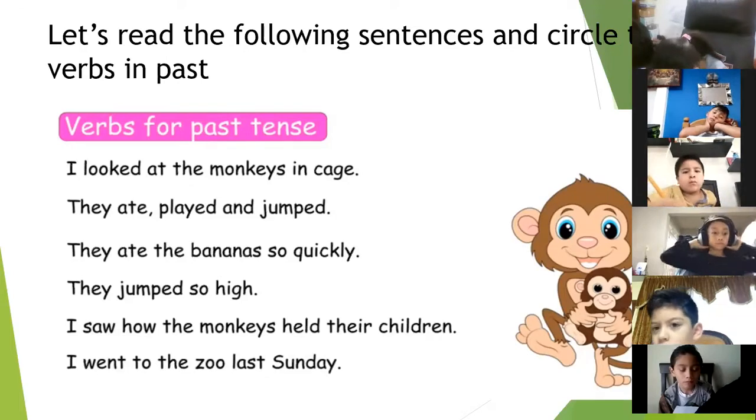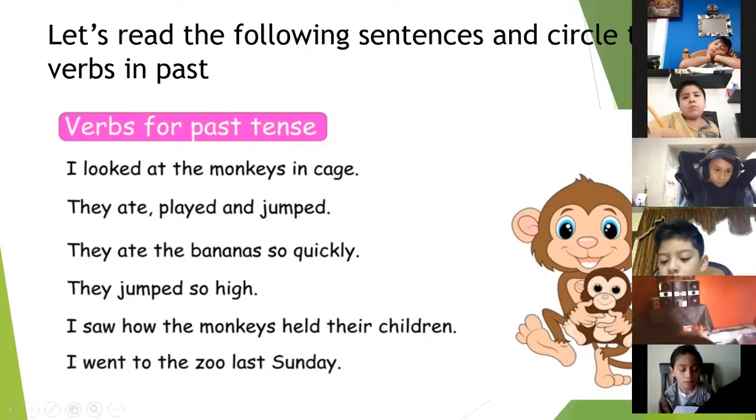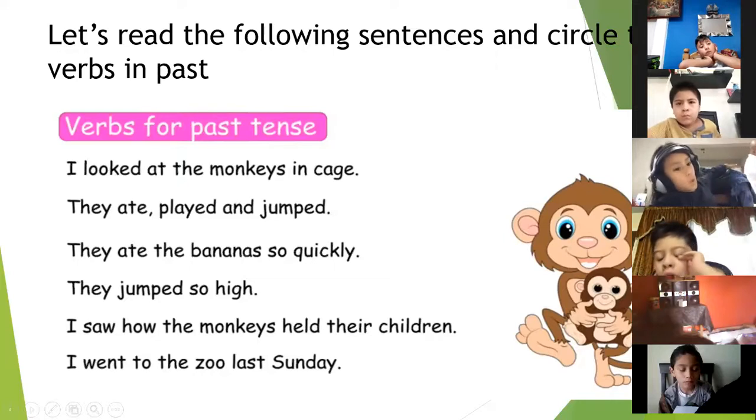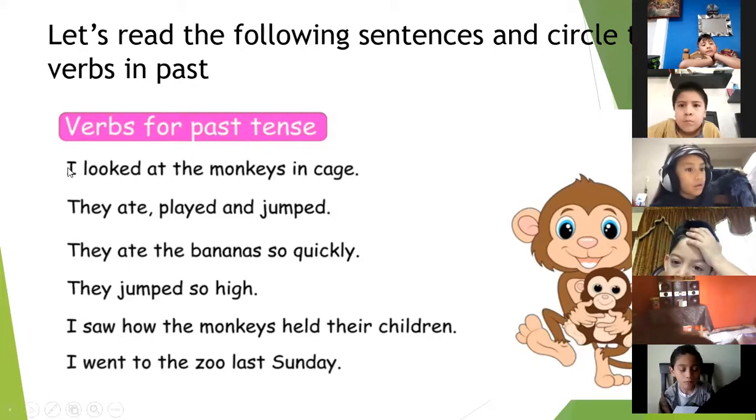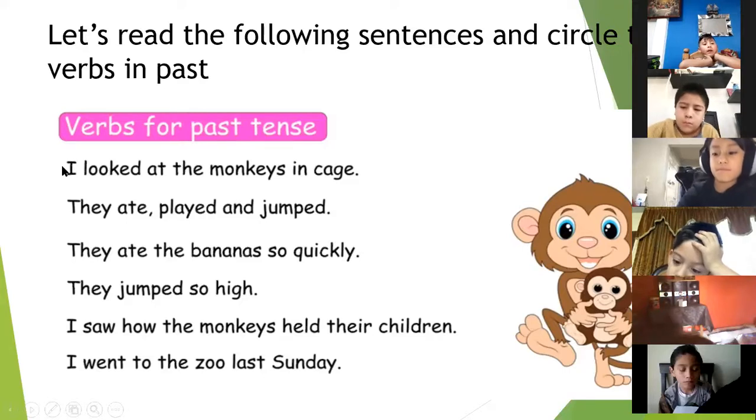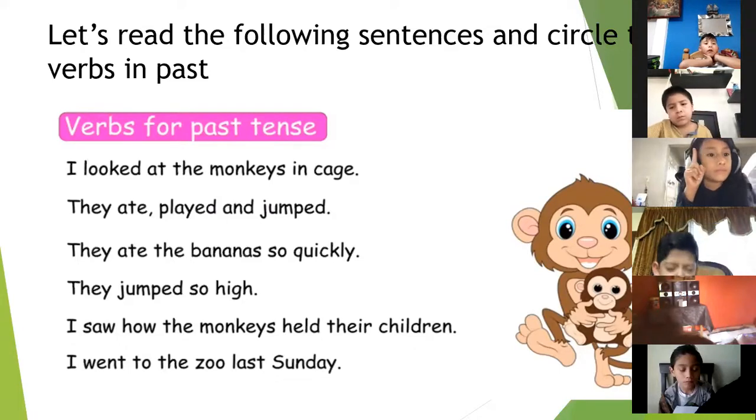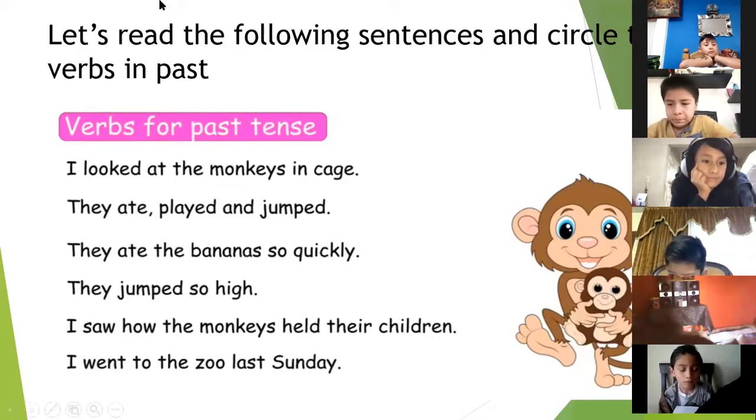And we are going to ask Sebastian Servin. What is the first verb in past? In the first sentence: I look at the monkeys in the cage. What is the verb in past, Servin? Looked. Excellent.